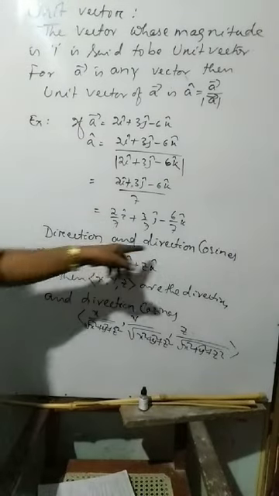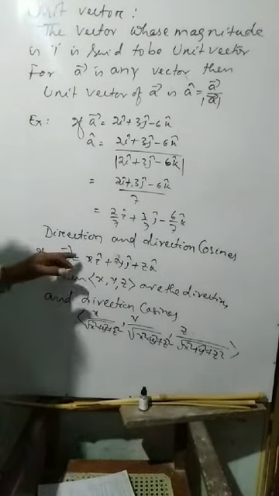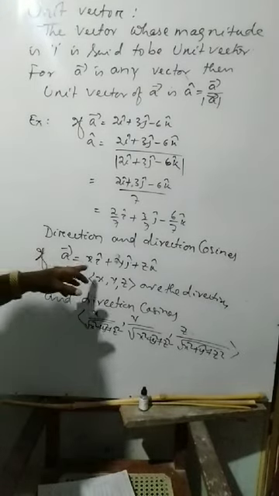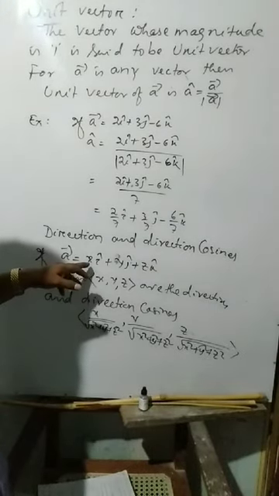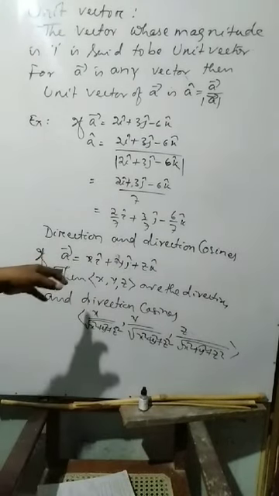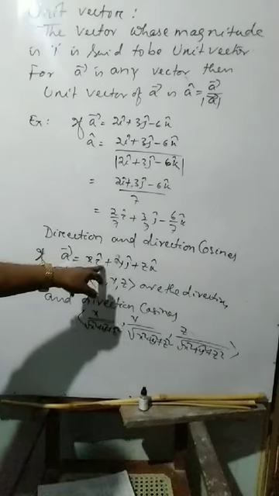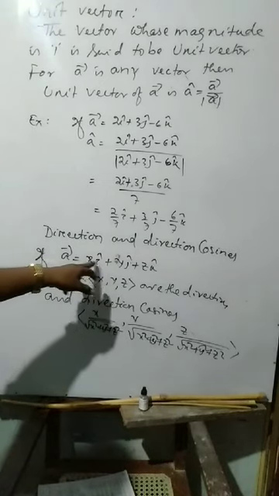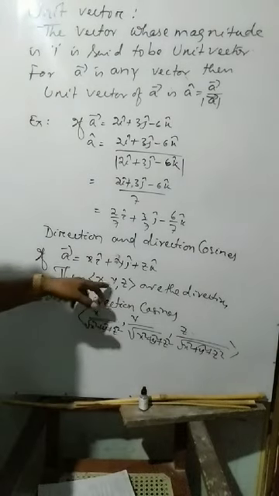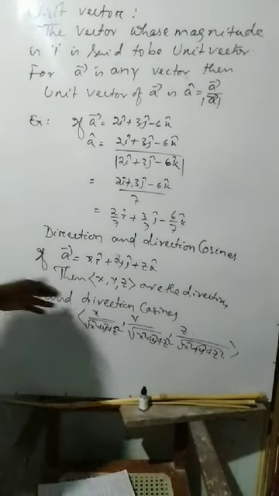Now the direction and direction cosines. How to find the direction, and what are the directions? Suppose a vector is given as x i cap plus y j cap plus z k cap. The coefficient of i cap is x, of j cap is y, and of k cap is z. Here x, y, z are said to be the direction of the vector.